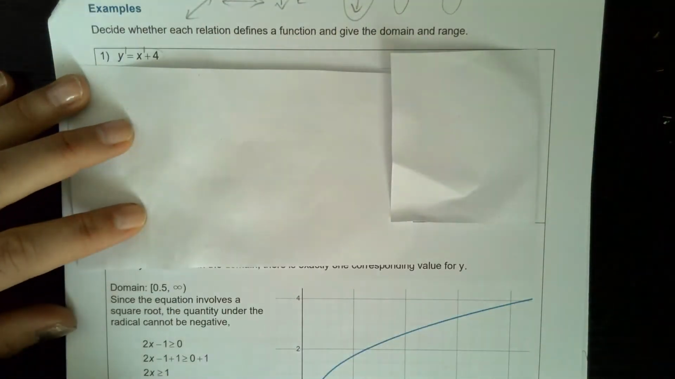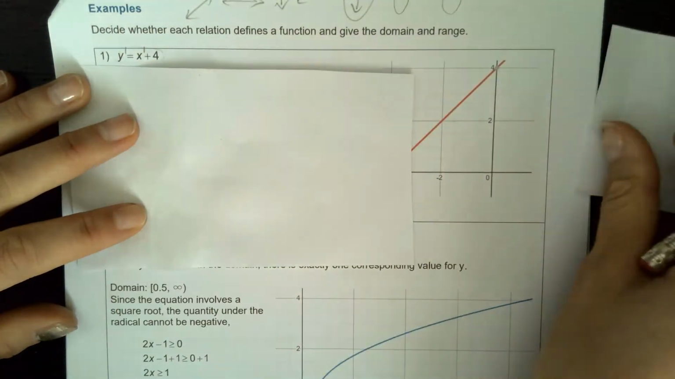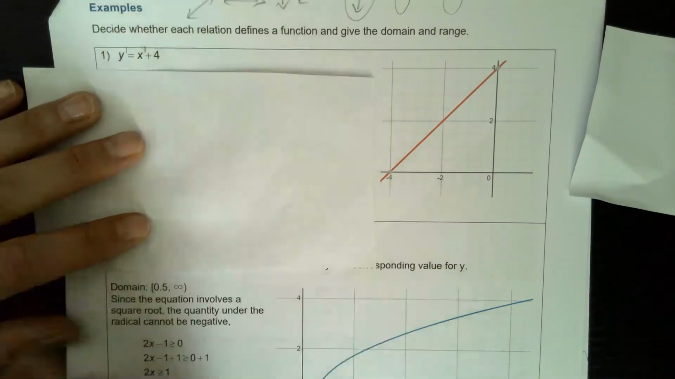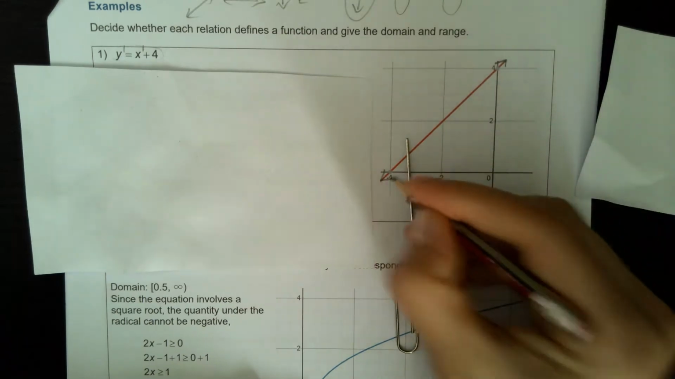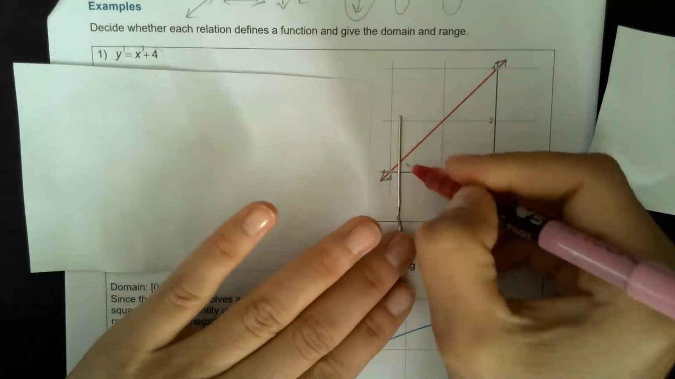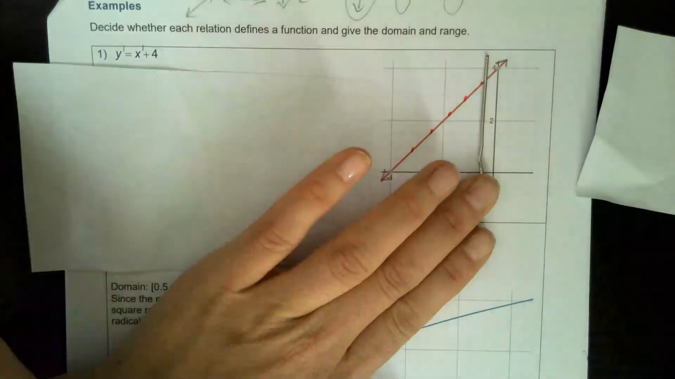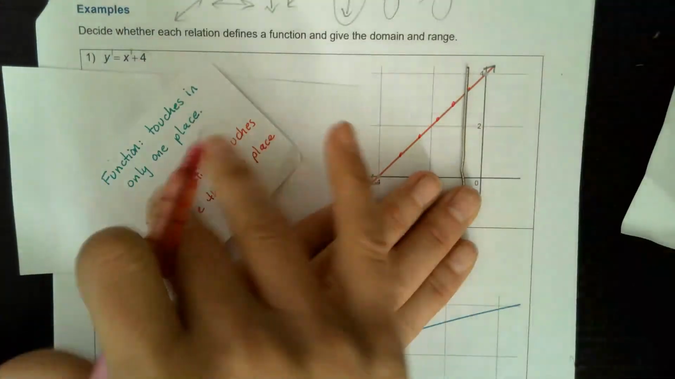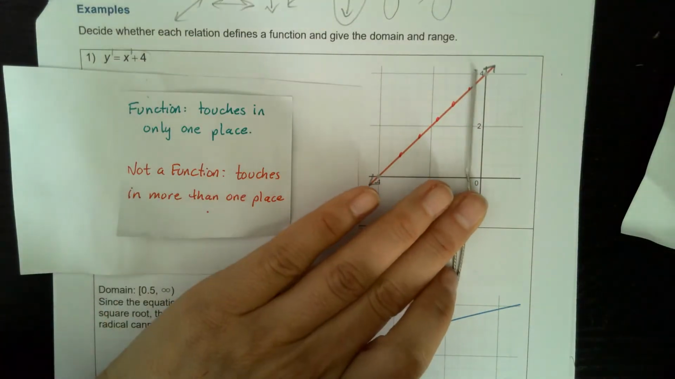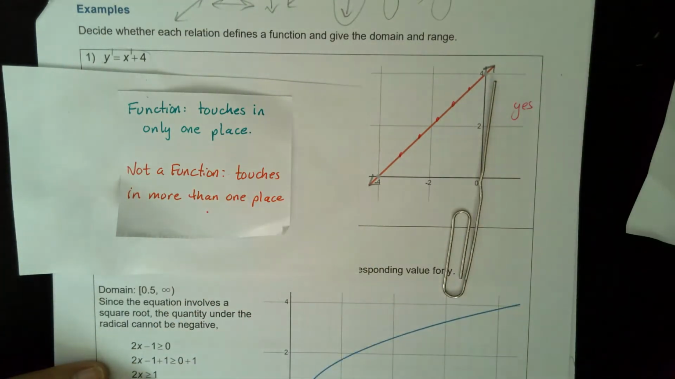Okay, so I can say right away it's a function. Let's graph it. And this is what it looks like. And if I want to do my vertical line test, this should have arrows on the end. I can see that as I move my vertical line, it only touches, let's see, here's my rule. A function only touches in one place. So yes, it's a function. Now I have to find my domain and range.